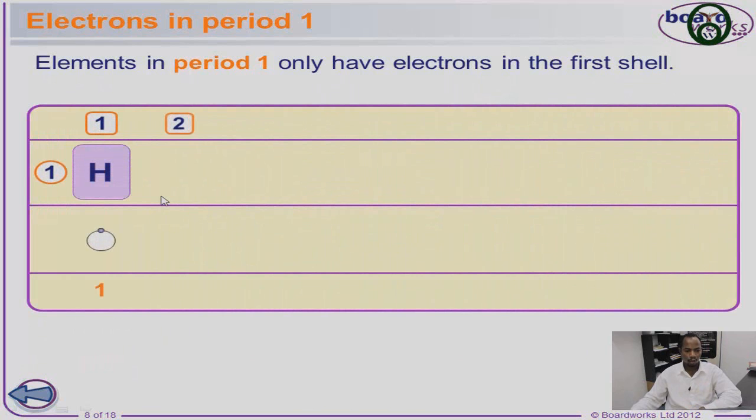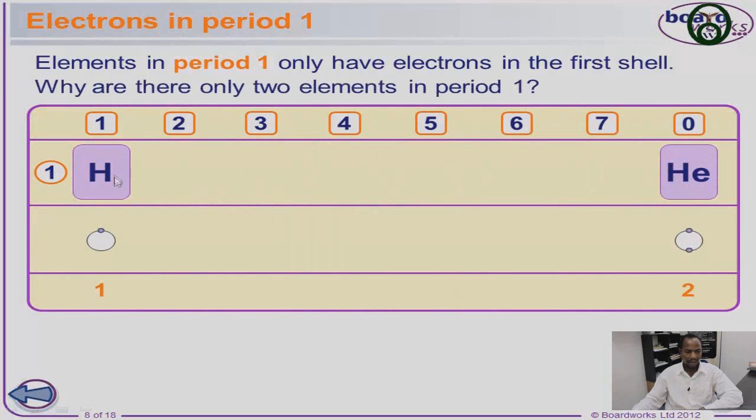Okay, now electrons in period 1. Let's take a look at electrons in period 1. We have two atoms, hydrogen atom and helium atom. Let's see how many electrons the hydrogen atom has. It has only one electron, because the number of protons is 1 and the atomic number is 1. And then helium has 2 electrons. Why? Because the atomic number of helium is 2 and the number of protons is 2. Therefore, the number of electrons is 2.